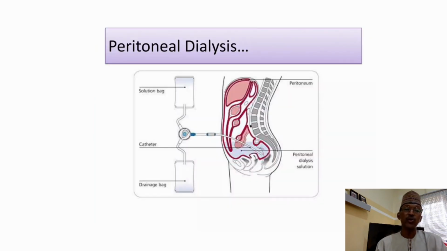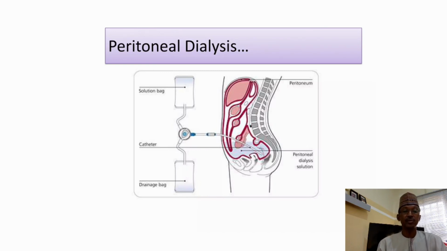Again, one can do certain procedures in the clinic. For example, if somebody wants to do what you call peritoneal dialysis, an intra-abdominal dialysis, peritoneal dialysis can also be done as a procedure in the clinic or in the ward. So these are part of the processes that one can do in the clinic or in the theater or in the ward even.